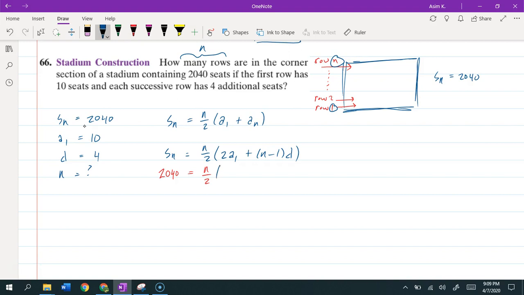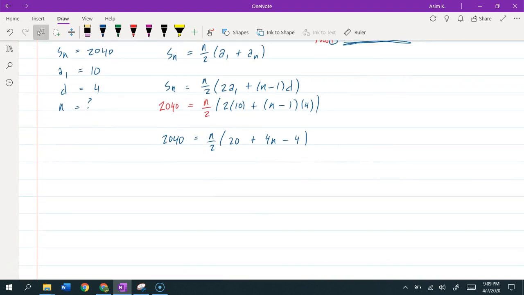Then we have 2 times a sub 1, which is going to be 2 times 10. Again, we don't know what n minus 1 is, so n minus 1 stays, but we do know that the common difference is 4, so we have that. So we're going to be solving this question over here, and let's simplify it before we do that. We'll have n over 2 times (20 plus 4n minus 4). 2040 is equal to n over 2 times (16 plus 4n), like this.